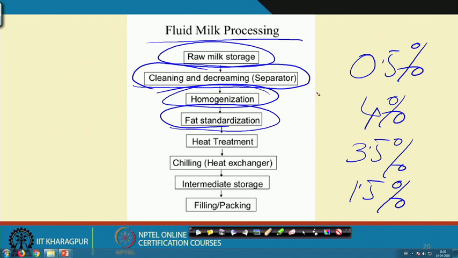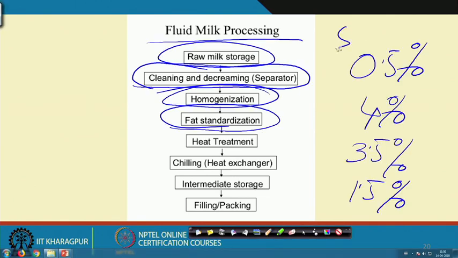So, you know your end product, the liquid milk end product, and normally this end product is characterized by the fat content of the milk. Also, the moment fat content is fixed, your solids-not-fat or SNF is also automatically fixed, right. Less fat more SNF, or more fat less SNF, that is the combination. So, after cleaning, whether you decream or standardize, either you take off the fat or you add more fat from some other source, so that the required fat content is achieved, right.